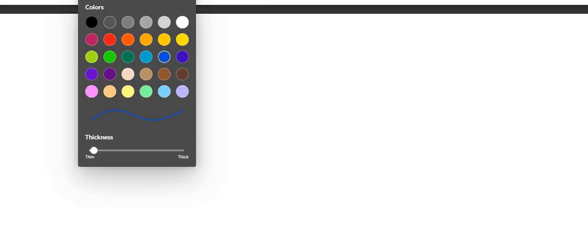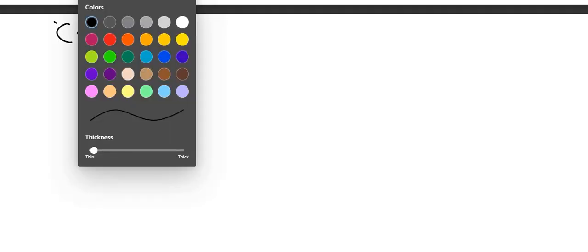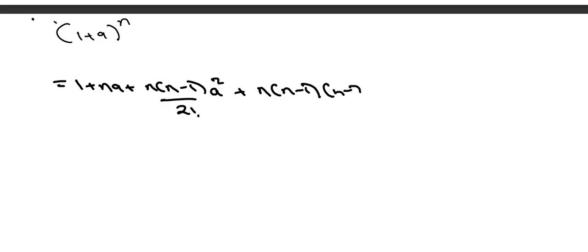We say 1. The condition is that the first term has to be a 1. We don't care what you have here, and the power has to be either a negative or a fraction. The series is always 1 plus na, then plus n, then you have n minus 1, then you have 2 factorial, you have a squared, then plus n, you have n minus 1, you have n minus 2.